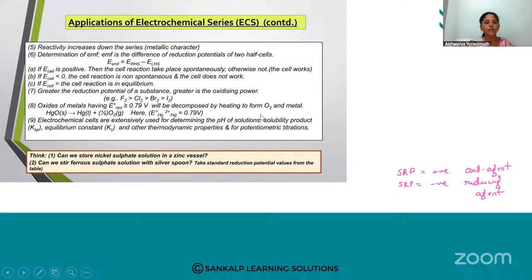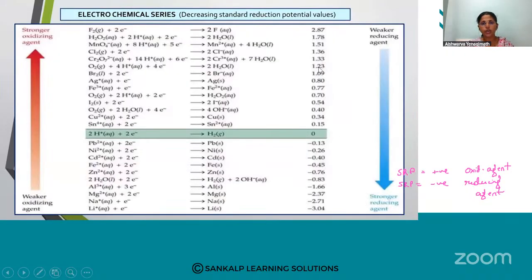Fine. So this is my electrochemical series. You can see these are having positive SRP values. So standard reduction potential values are positive. Therefore, they are weak reducing agents, or you can say they are strong oxidizing agents. But as you move down, what is happening? The positive value is decreasing. Standard reduction potential value is decreasing as you move down. It is becoming negative here. So what is happening? Oxidizing agent power is going on reducing, and reducing power is increasing.